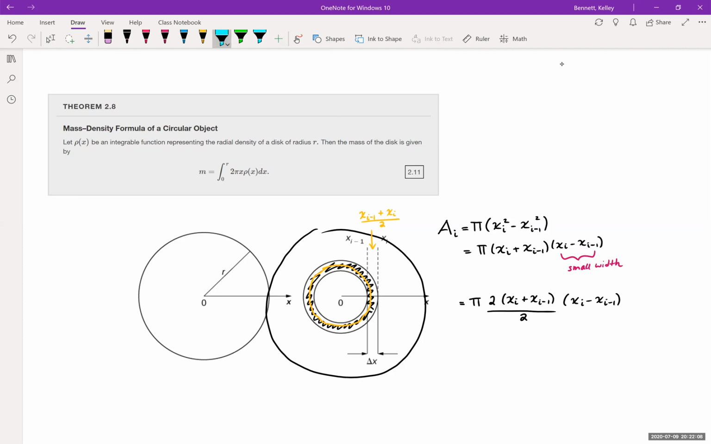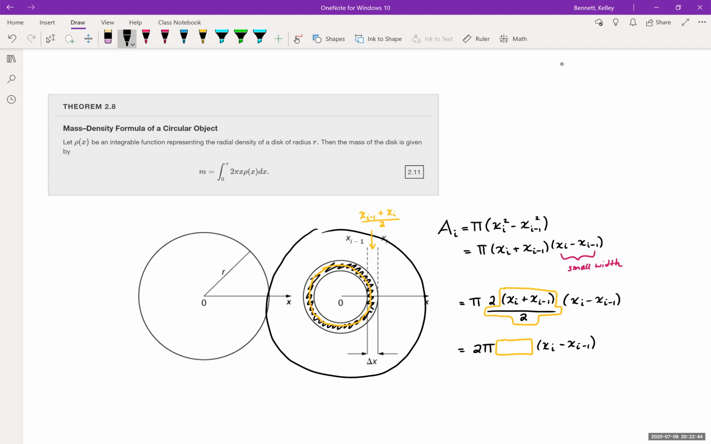Well, the reason that I did that is because now from here I can pluck out this midpoint. So now I have 2 pi times this midpoint, and then I have this x sub i minus x sub i minus 1. So this is just computing my little area that I've squiggled around in the black shaded region.